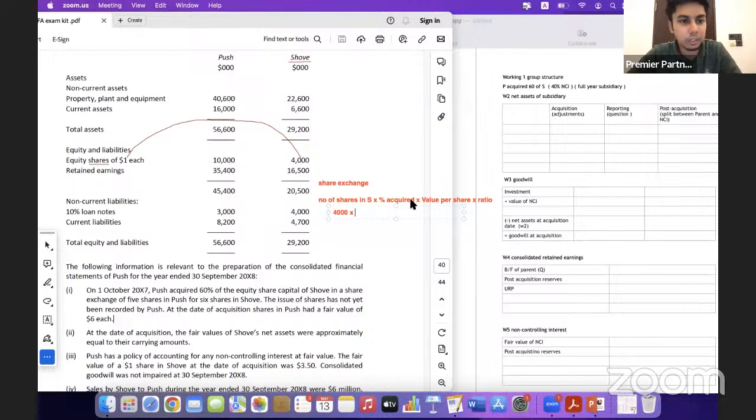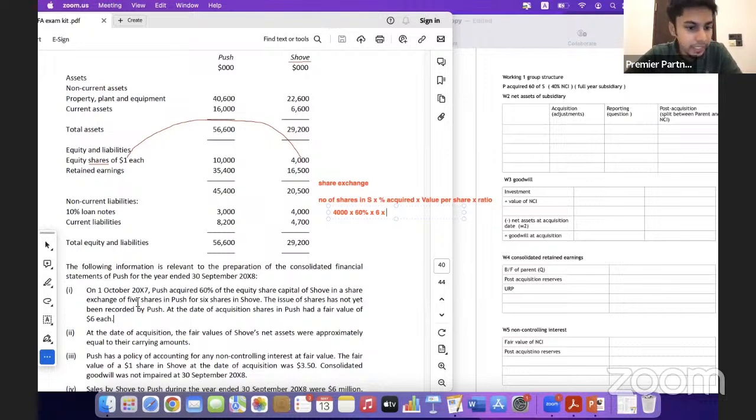Multiply by percentage acquired. So how much have we acquired? 60%. Multiply this by value per share. How much is it per share at the date of the acquisition? Push had a fair value of 6. So multiply by 6 and that into the ratio. I think this is slightly confusing, let me explain. Guys, see, in exchange for 5 shares for 6 shares in Shove.